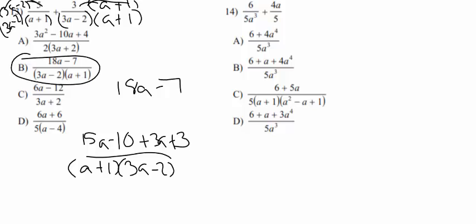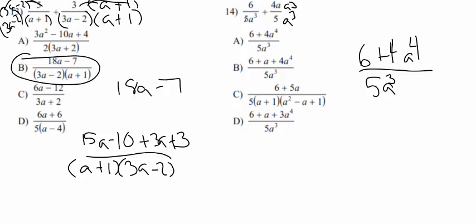So 14, notice we just need to multiply the second fraction by a cubed on top and bottom. So when we do that, we end up with a denominator of 5a cubed, and then 6 plus 4a to the 4th. Our answer would be A.